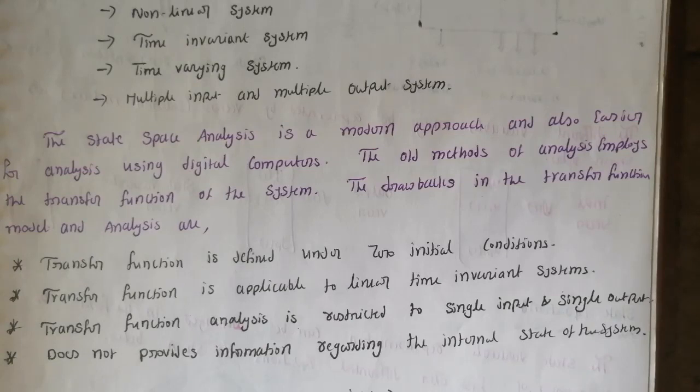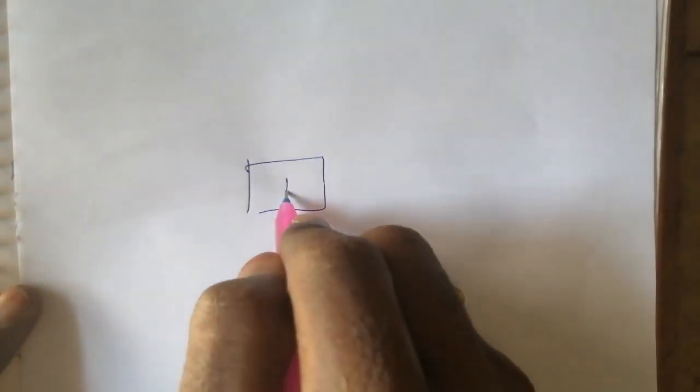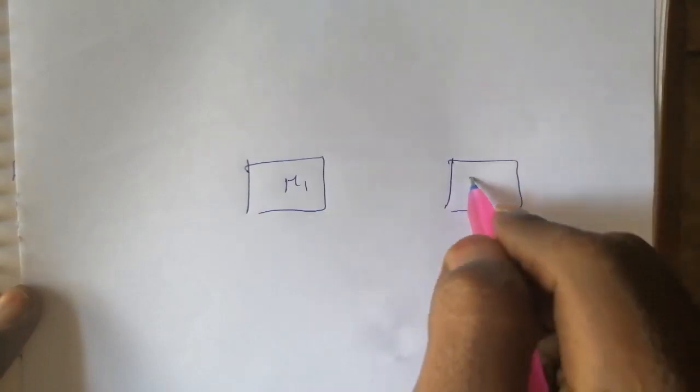The third one is that transfer function analysis is restricted to single input and single output. As I said, the main drawback of the transfer function is that it is applicable only for single input and single output. The last one is that it does not provide information regarding the internal state of the system. What is the meaning of the internal state of the system? Now let's consider a mechanical system, with masses M1 and M2.